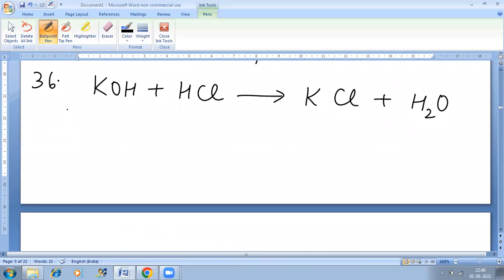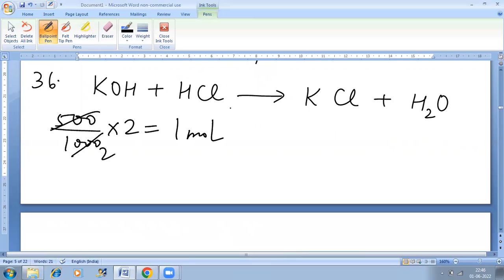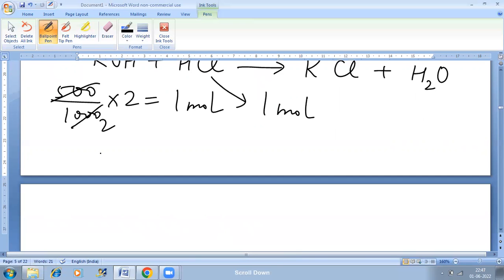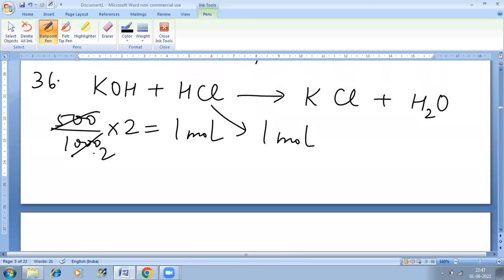Now see, in the question they have mentioned that 500 ml of 2 molar KOH has been taken, which means 500 upon 1000 into 2, which means 1 mole of KOH has been taken. Similarly, 1 mole of HCl also has been taken because again 500 upon 1000 into 2 is equal to 1. When 1 mole of HCl reacts with 1 mole of KOH, 1 mole of KCl is formed and 1 mole of H2O is formed. KOH and HCl are completely consumed and 1 mole of H2O is formed.